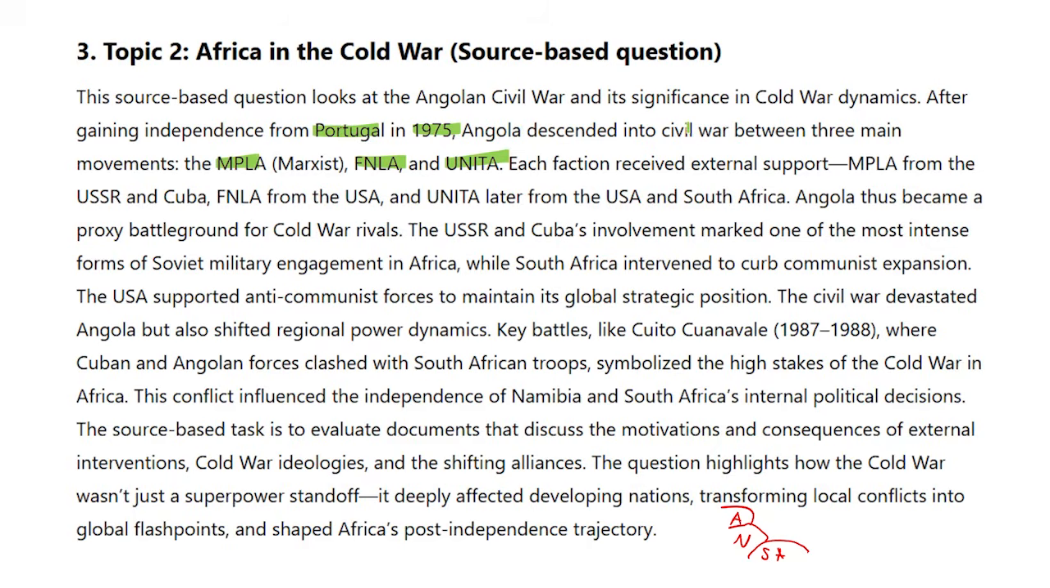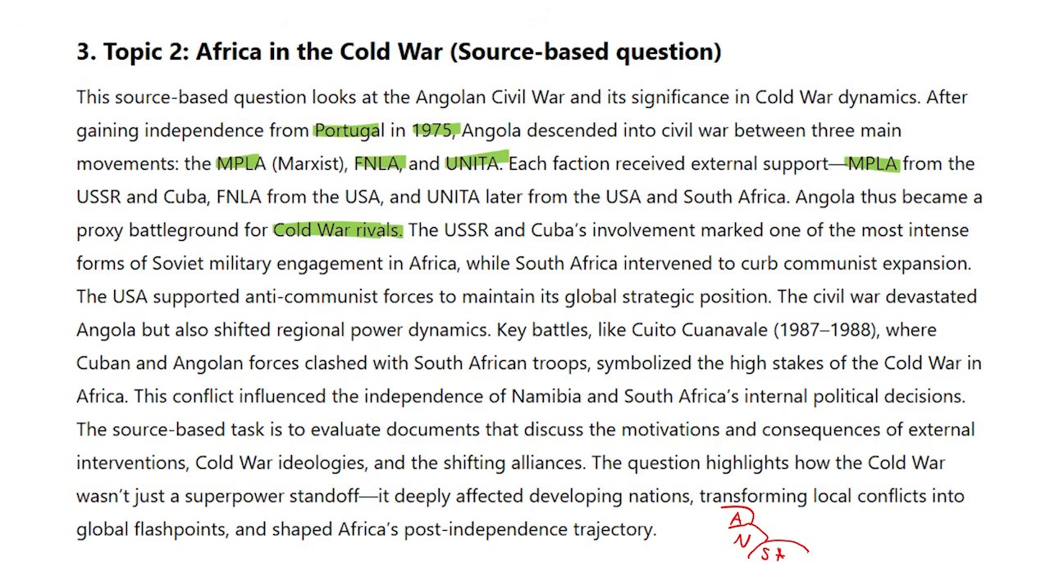Now, each faction, they received external support. So the MPLA received it from USSR and Cuba, FNLA from USA, and UNITA from USA and South Africa, as previously discussed. Now, Angola thus became a proxy battleground for Cold War rivals. So it was just literally a battlefield. Angola is in Africa. The US is in North America. Russia is basically in Europe, right? But here, these guys are fighting in Africa, okay? Just wrecking an African land for their own gain, their own expansion.